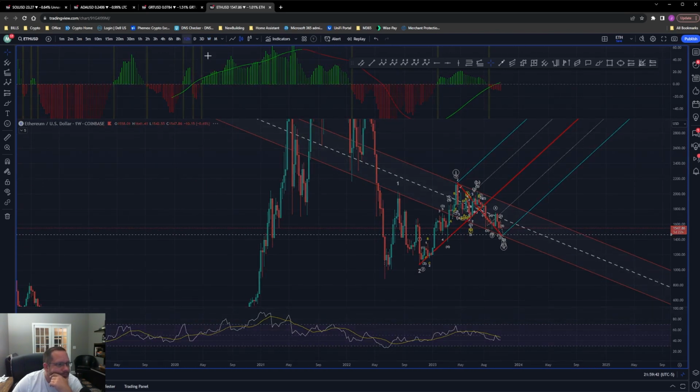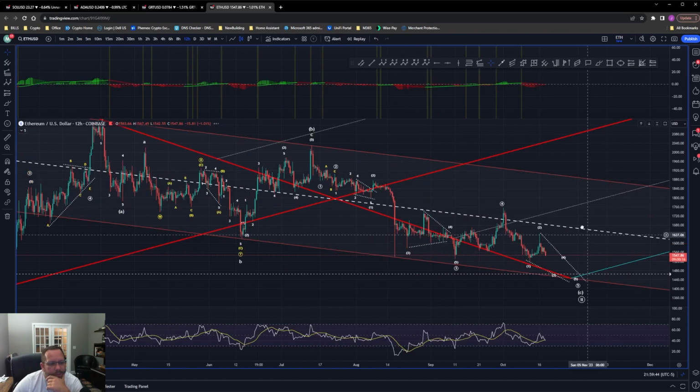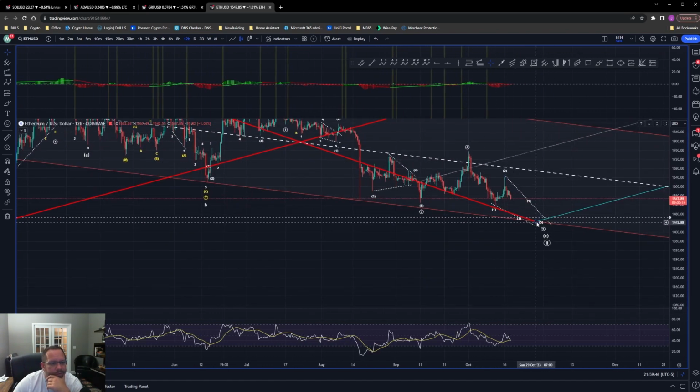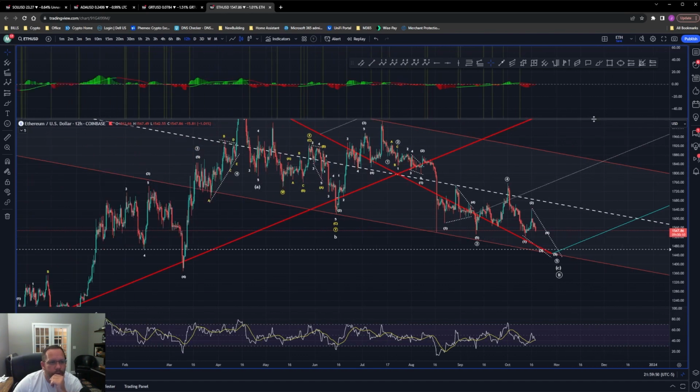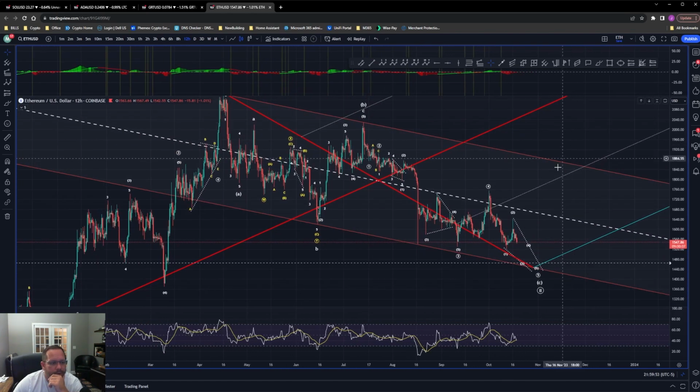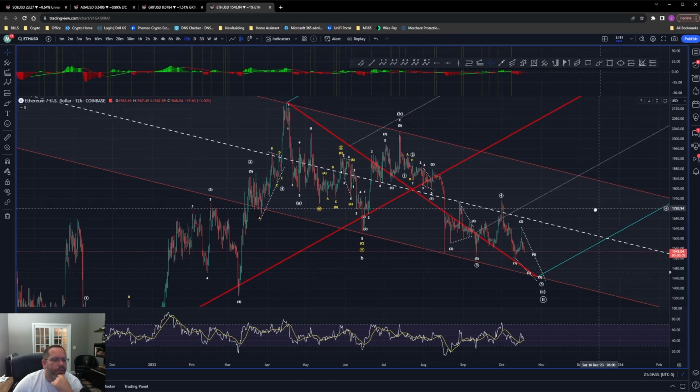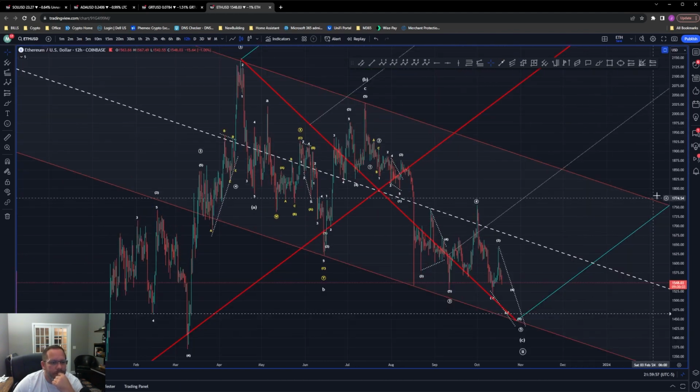Anyway, that's where I'm kind of sitting for now, guys. I really hope this turns into a diag. It really feels like it's going to. We're just going to have to watch our levels and be ready. Watch for any divergences and see what happens.